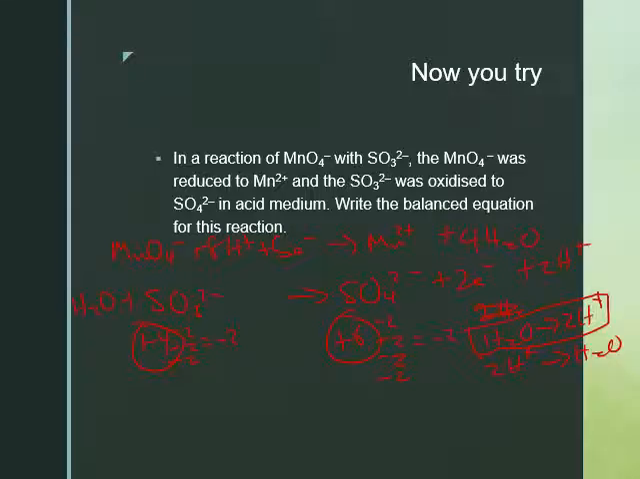And that's the second half equation. Now how do I balance? I have 5 and I have 2. So the first part I need to times 2, second one I need to times 5.